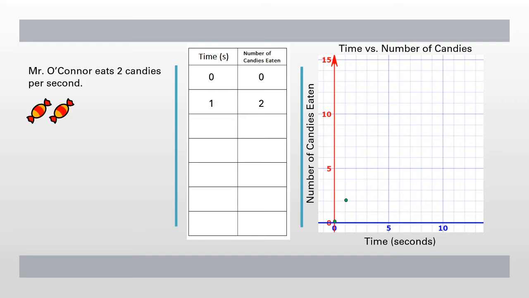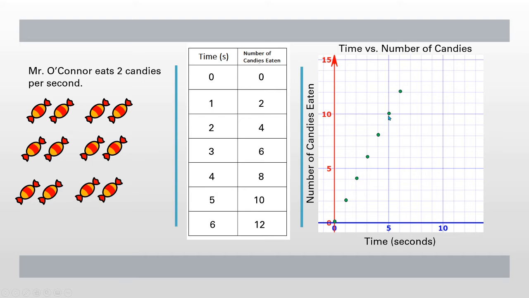0 seconds, there you go. Look over here, you can see the points being plotted on the graph. At 0 seconds, 0 candies had been eaten, so the point is (0, 0). At 1 second, 2 candies had been eaten, so the point is (1, 2), and so on and so forth. Once you've finished plotting the points of a relation, you then draw a line through the points to represent the relationship between the 2 variables.